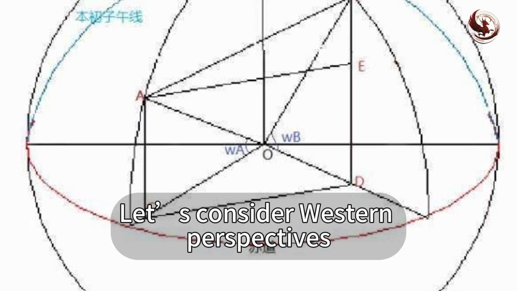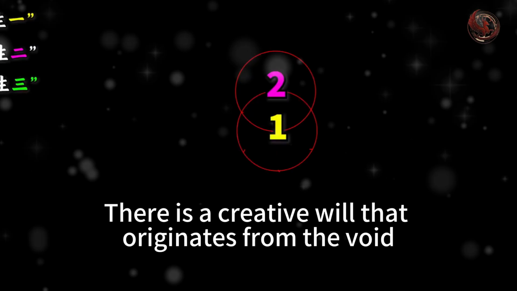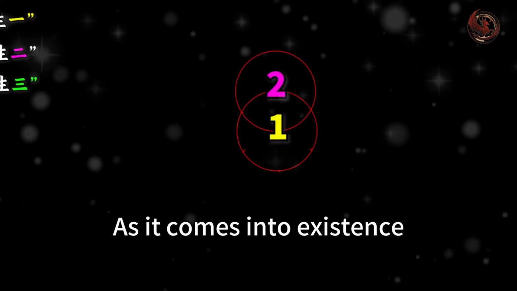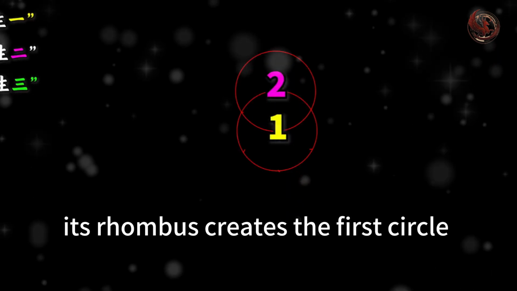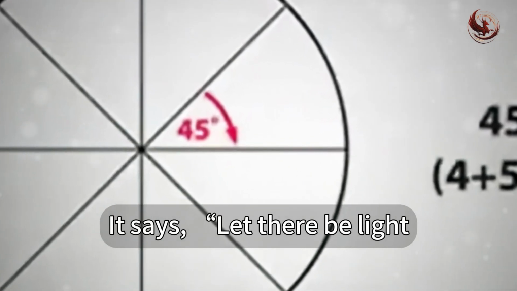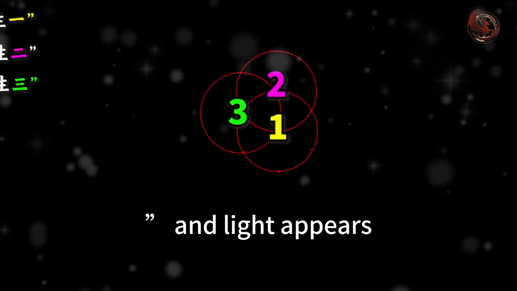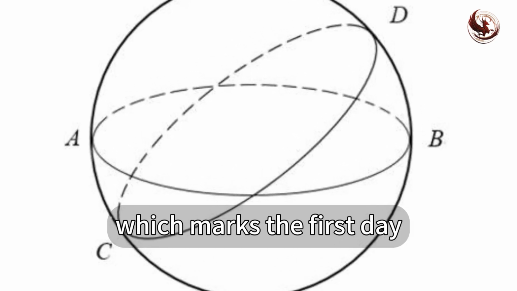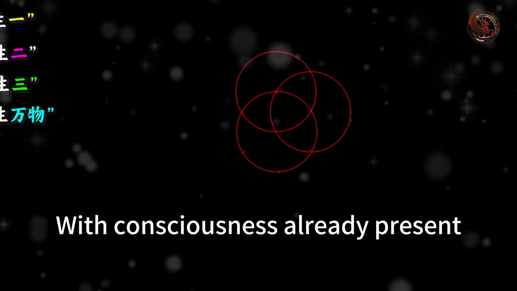Let's consider Western perspectives. There is a creative will that originates from the void. As it comes into existence, its rhombus creates the first circle on the water's surface. It says, "Let there be light." And light appears, followed by waves and vortices, which marks the first day, with consciousness already present.